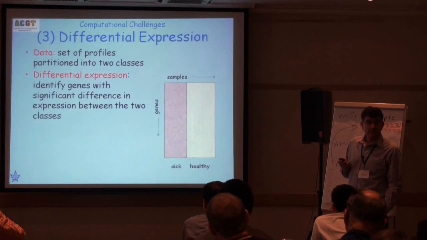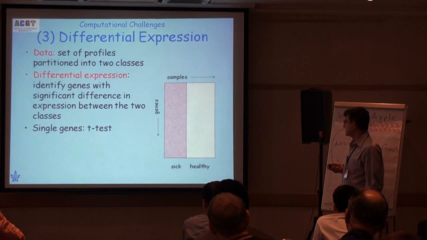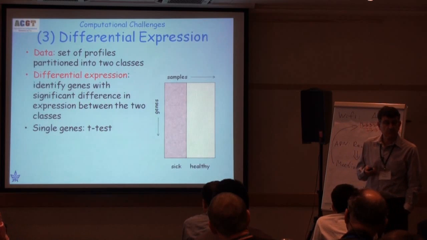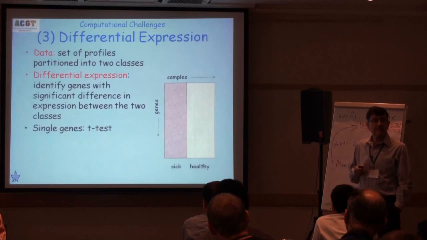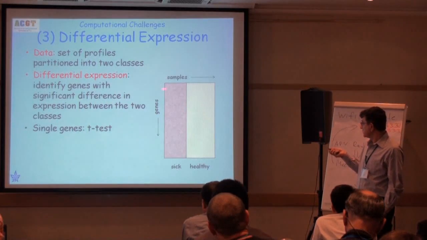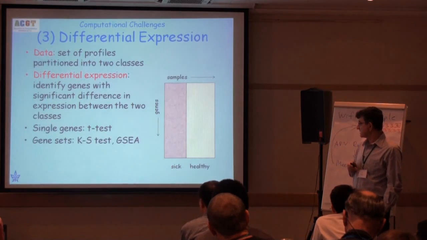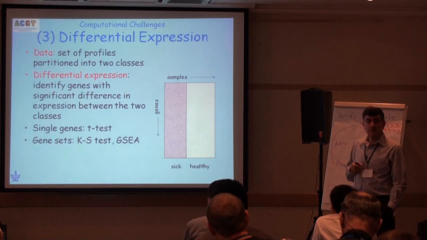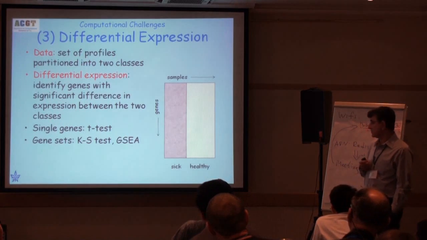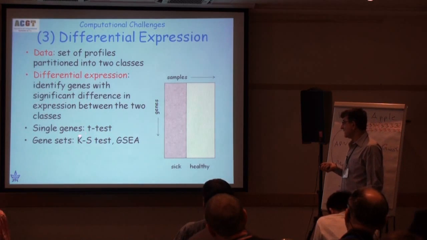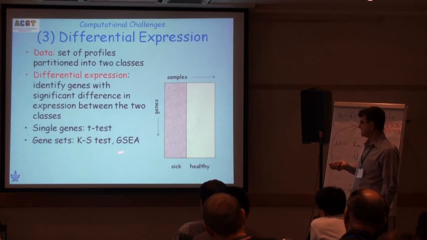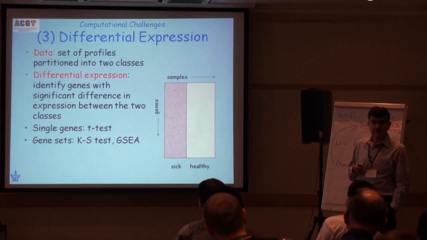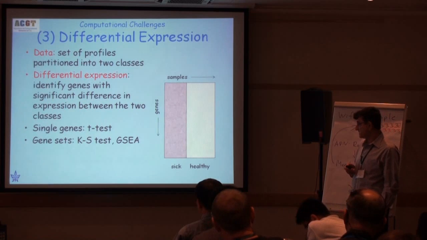So how do we do this? Well, the classical simplest thing to do is to use t-test. Compare the distribution of the values of a particular gene in the 2 sets. When we look at gene sets and not an individual gene, we can do something like the Kolmogorov-Smirnov test, or its version that is popularized by the GSEA software.